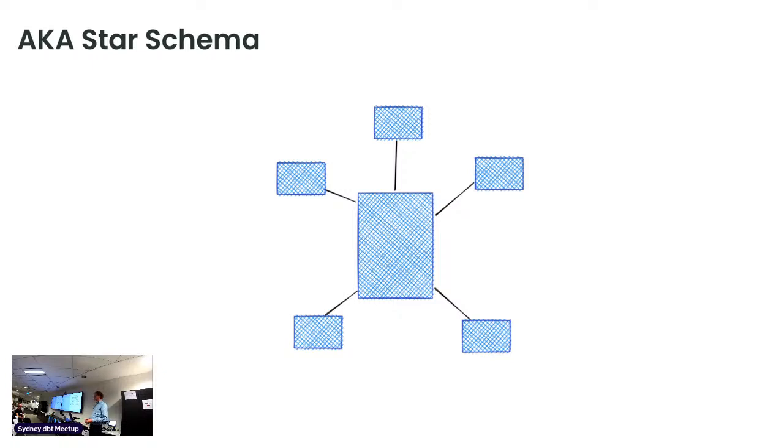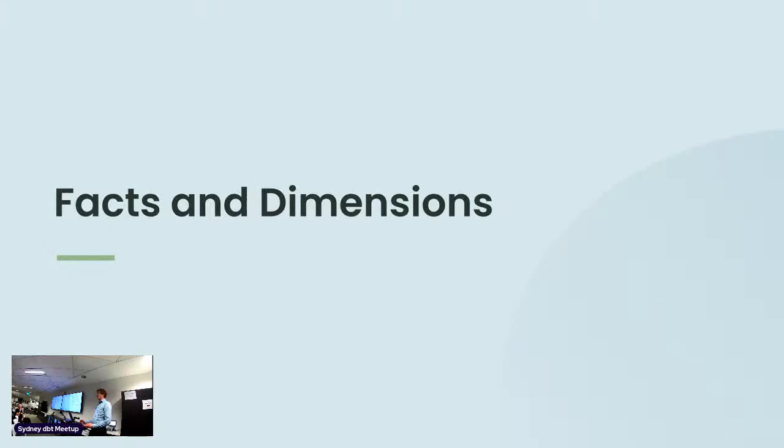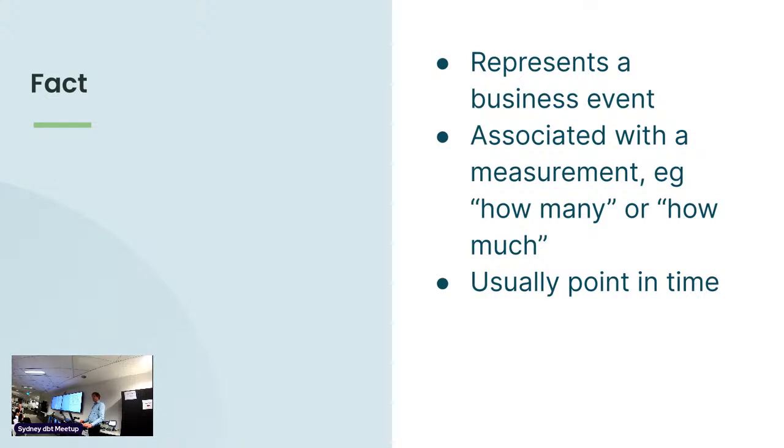So a fact represents a business event. So depending on the business, it might be the act of a user visiting a web page. Could be an appointment occurring, like an appointment between a patient and a doctor, say, or it might be making a sale, which is the most typical one, right? And it's always associated with a measurement. So how many or how much? Sometimes that measurement is one, right?